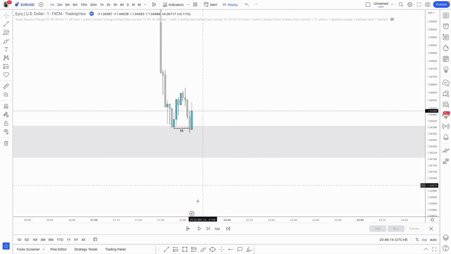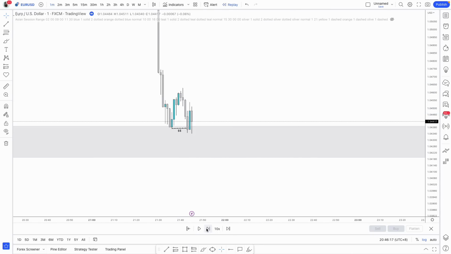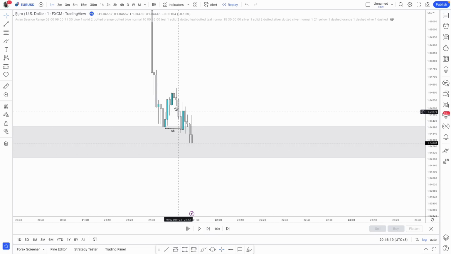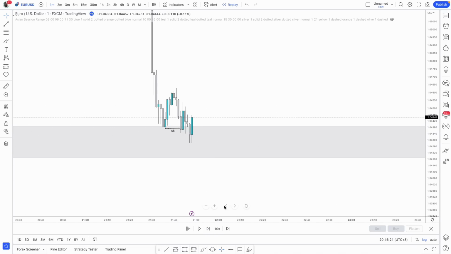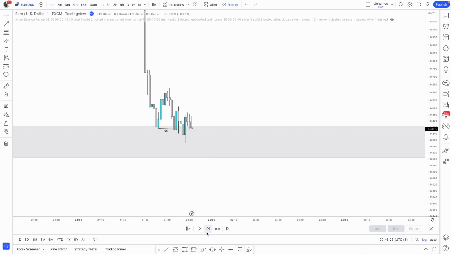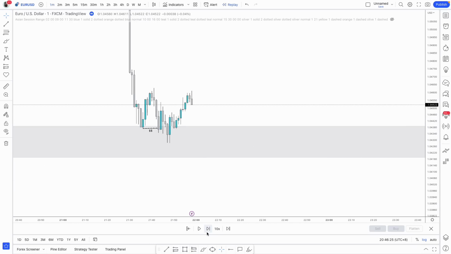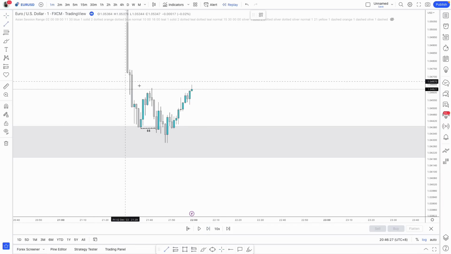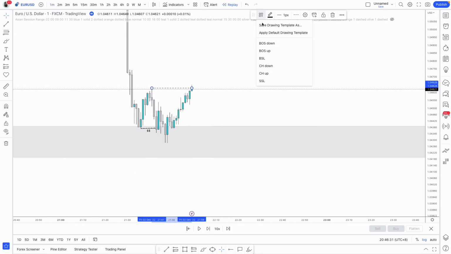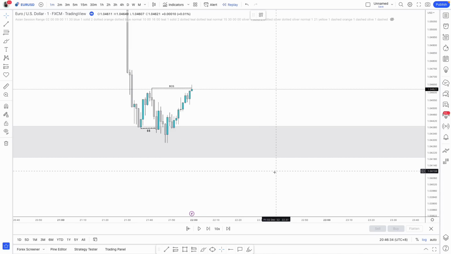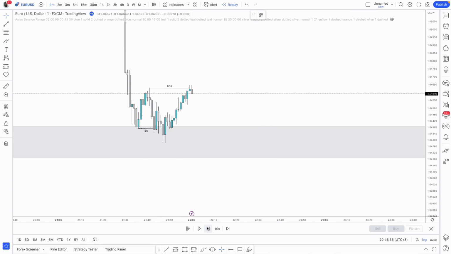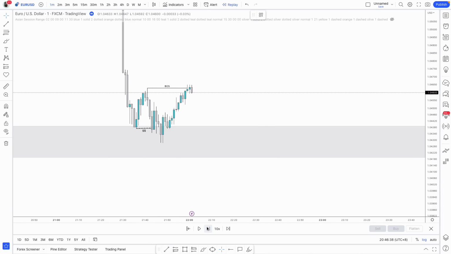From there, essentially just a waiting game. Again, we're waiting for our confirmation. Price binds further into our point of interest. And then as price moves away from our point of interest, we have an internal break of structure. So now we have had our confirmation. This is the confirmation that essentially price has shifted, and now we are looking to get into longs.